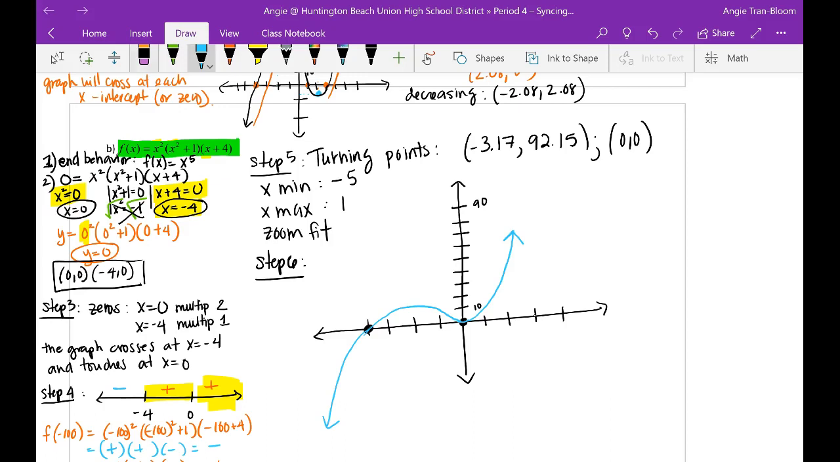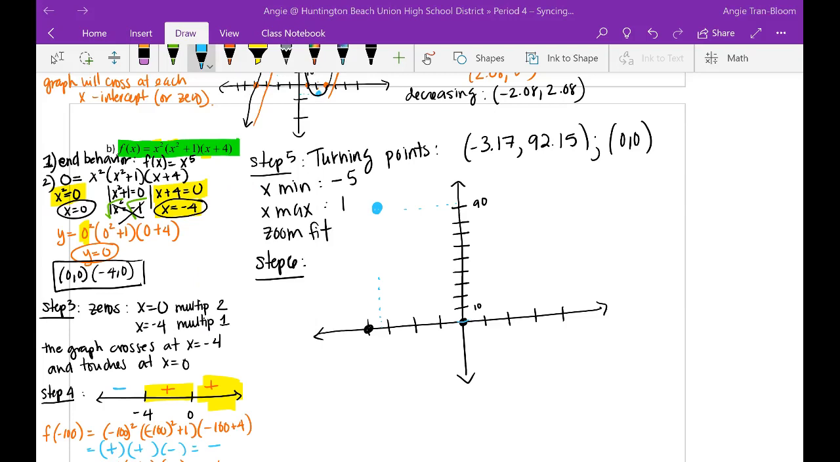Oh wait, you know what I forgot? I forgot to plot my turning point. -3, 1, 2, 3, and 92. That's why we found it, right? 92 is right here. So I'm going to go straight all the way up there. So let me regraph that. Sorry, I got too excited. All right, so my turning point, oops, why did I erase that? -3.17 and 92. And the other one's at 0, 0, so that's okay.